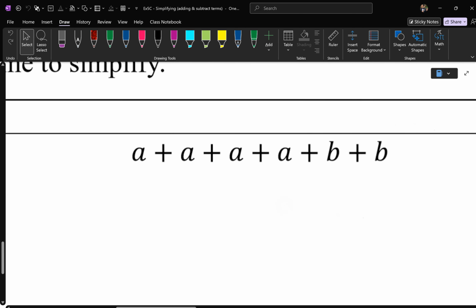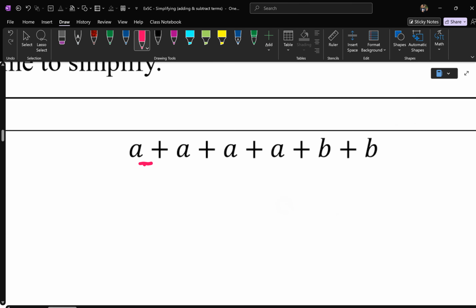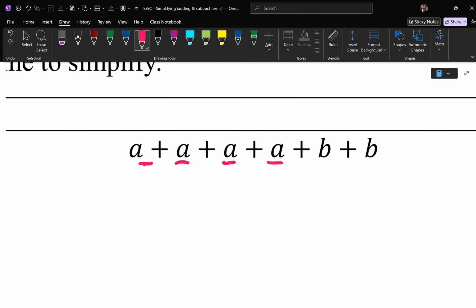Now, here's the logic. If I asked you A plus A plus A plus A, how many A's do you already see there? Yes, Ashwin? 4A. So we can say this is the same thing as saying 4 groups of A, or 4 times A, because I know I've got 4 of them, right? Now notice that I had to write a 4 in front of A to say that I've got 4 A's, but notice that the letter A itself, I didn't have to write the 1.